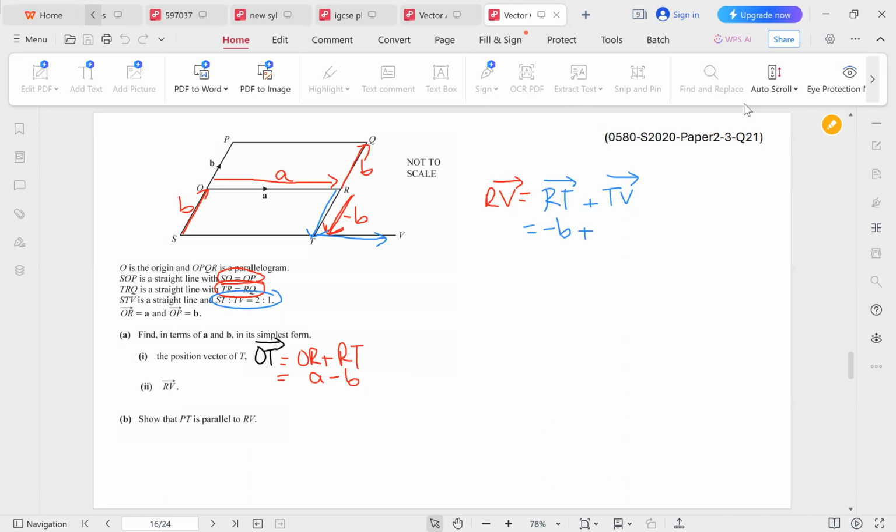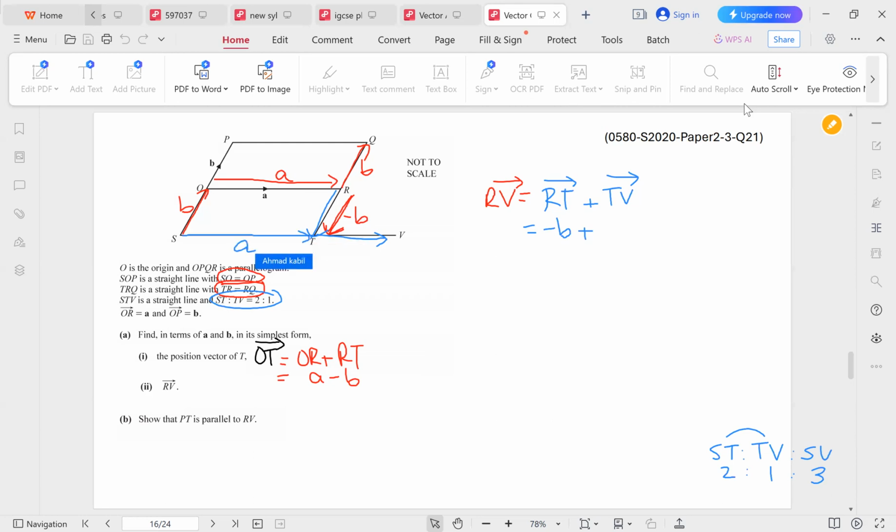So ST to TV is 2 to 1. In this particular case, you can write SV, but it won't really help because we already want a link between ST and TV. This is because we already have ST. So ST, because it's a parallelogram, is equal to A. So let's write that down on the drawing. So ST here is equal to A.